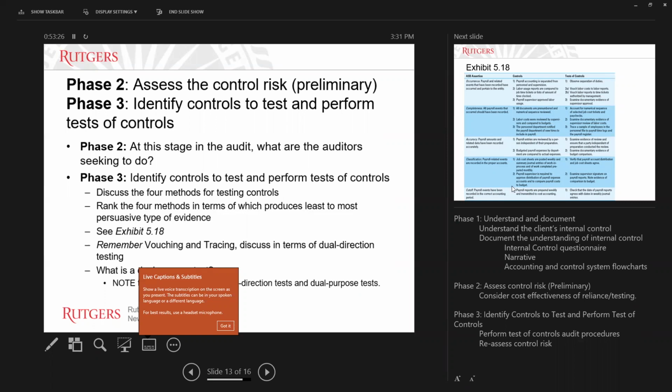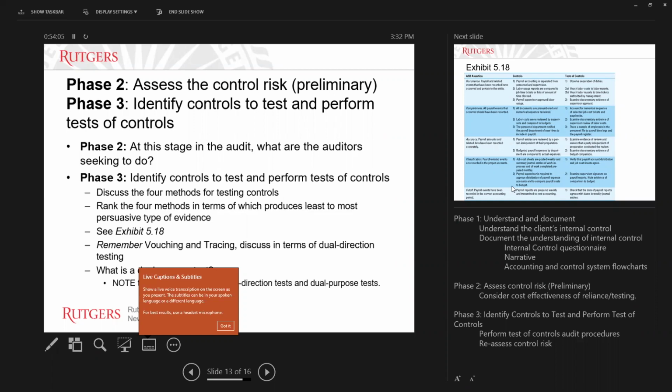Dual purpose testing says that the test has two purposes. A test can be both a test of control and a substantive test, which is why I told you way back when to have very good definitions of these, because at one point, we're going to talk about how it can be both. In our previous example, I love tracing and vouching, okay?